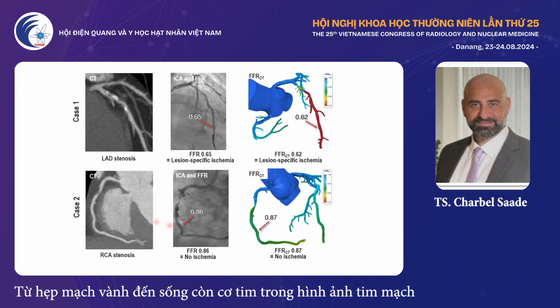If you have a look at coronary CTA, there is a stenosis. Here you actually see a 0.86. There's no ischemia, and on CT it is 0.87. This patient doesn't need to have a PCI. They can just have medical therapy.